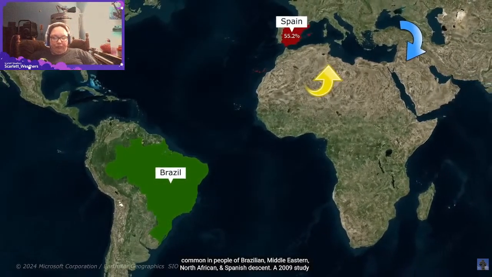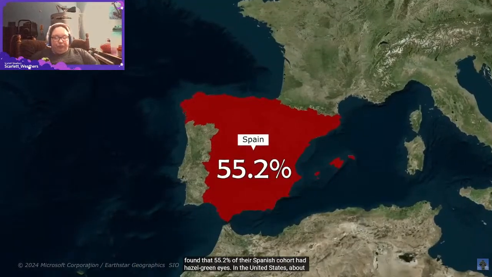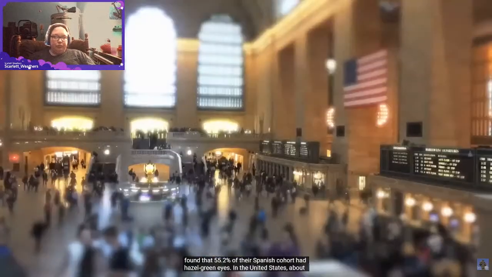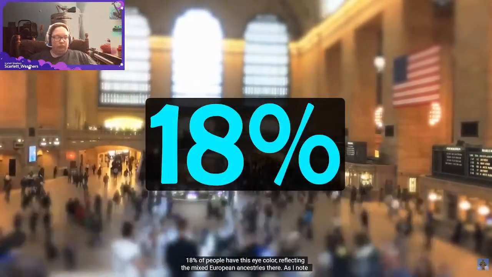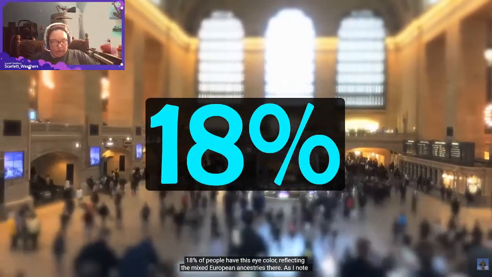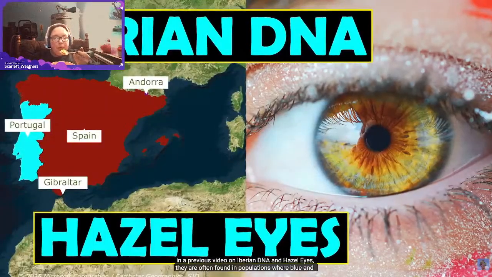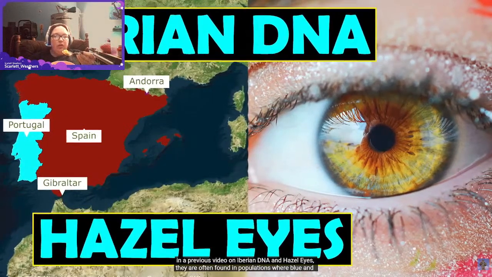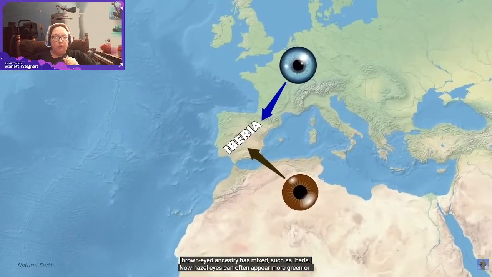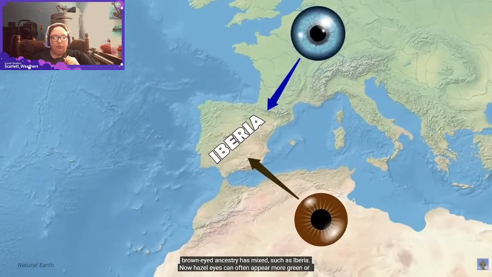A 2009 study, for instance, found that 55.2% of their Spanish cohort had hazel green eyes. In the United States, about 18% of people have this eye colour, reflecting the mixed European ancestries there. As I noted in a previous video on Iberian DNA and hazel eyes, they are often found in populations where blue and brown-eyed ancestry has mixed, such as in Iberia.